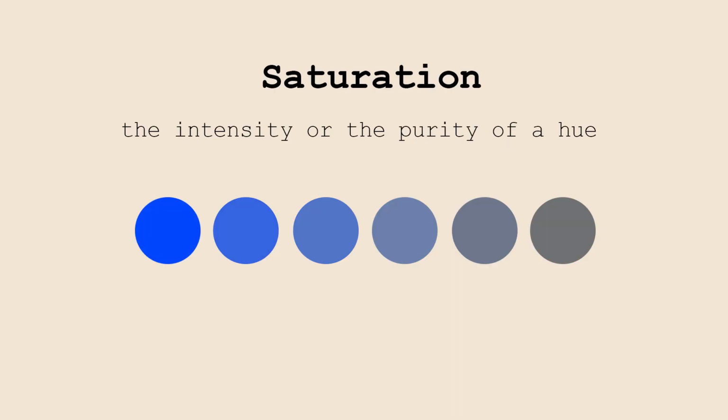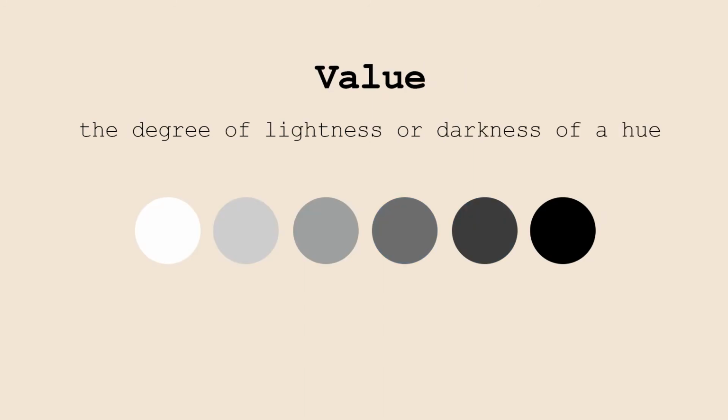Saturation is the intensity or the purity of a hue. On one end of this spectrum, the colour will be fully saturated and bright. On the other end, it will be desaturated and dark. Value is the degree of lightness or darkness in a hue. At one end of this spectrum is very light colours, and at the other are really dark colours.